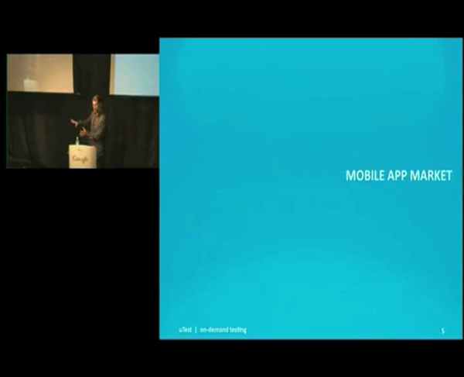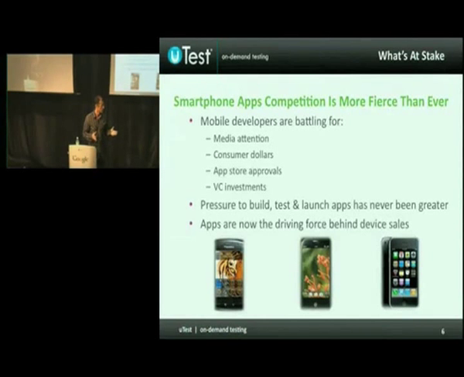So I'm going to put crowdsourcing aside. We'll put it together in a second. Let's take a look at the mobile application market. So who doesn't have a smartphone here? 1, 2, 3. Wow.